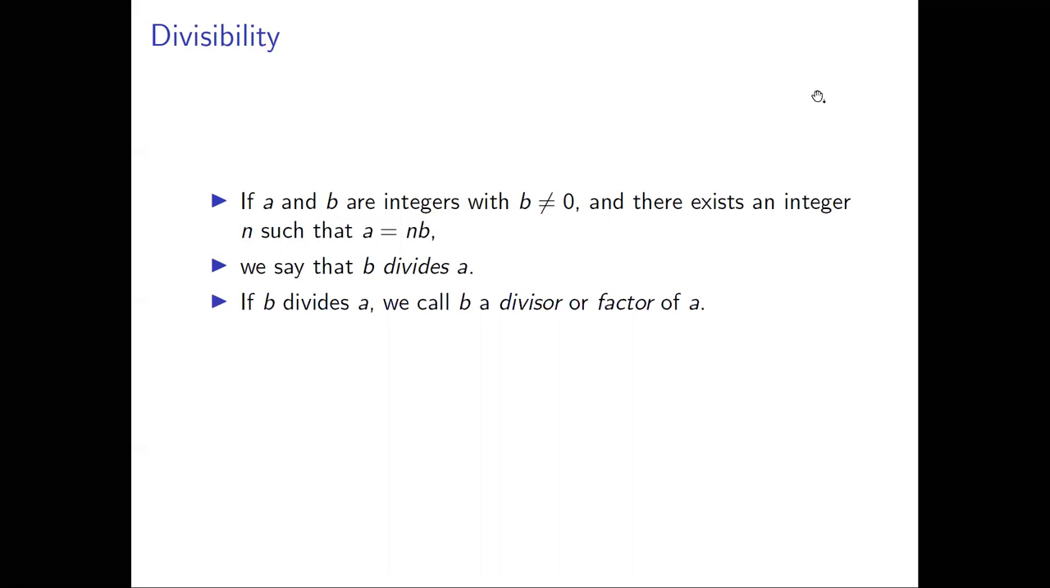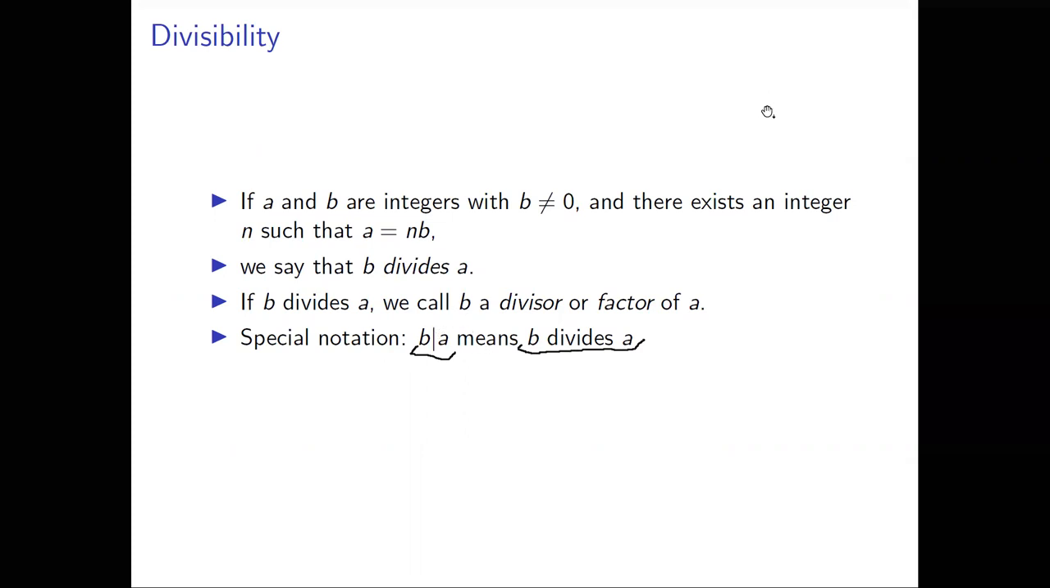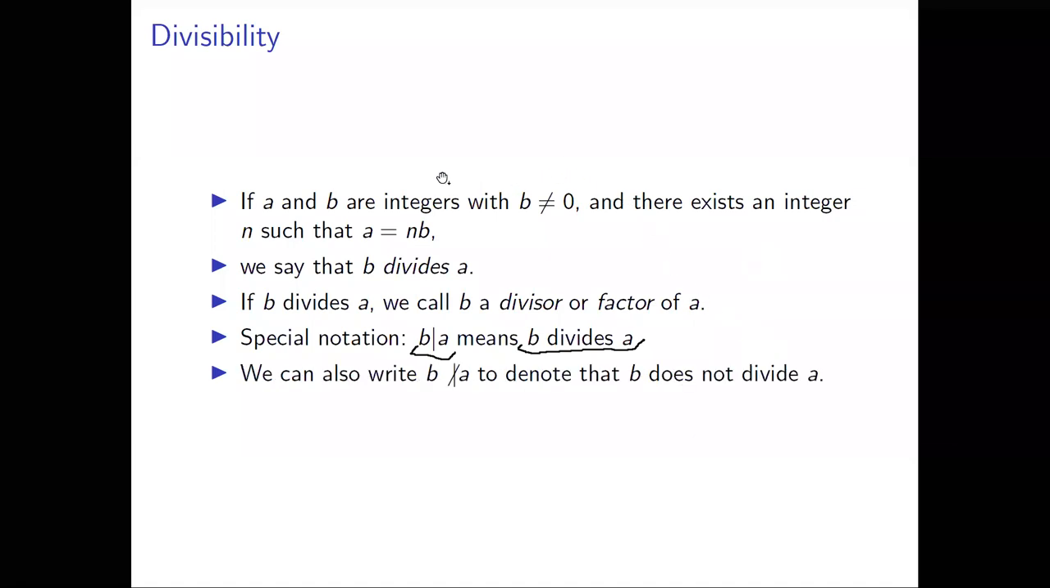And if we have this property that B divides A, we call B a divisor of A, or we can call it a factor of A. And there's a notation to say that B divides A. We write B vertical bar A. And note here that the order B and then A is the same as the order when we say B divides A. So they are written in the same left to right order. And if B does not divide A, we can use that same notation with a cross through it. And that just says B does not divide A right here.